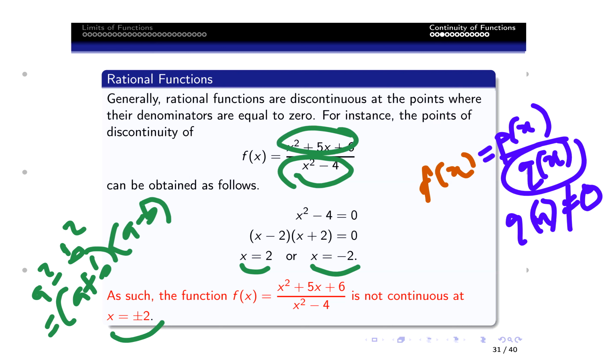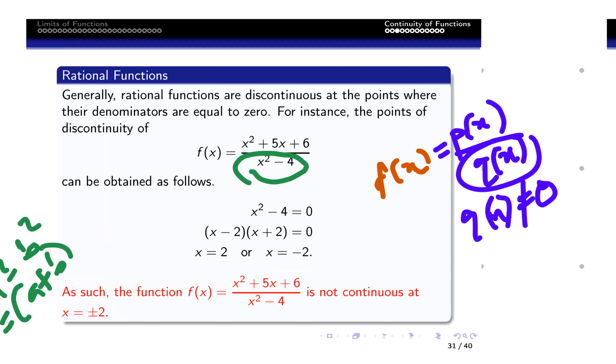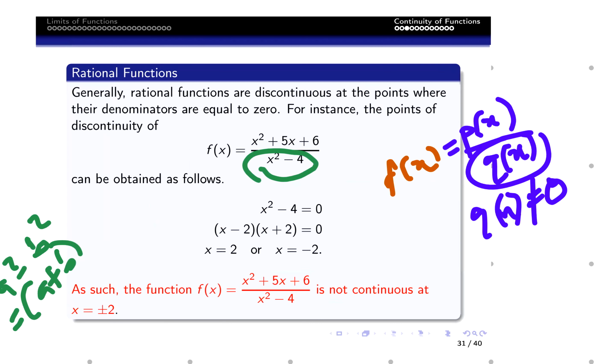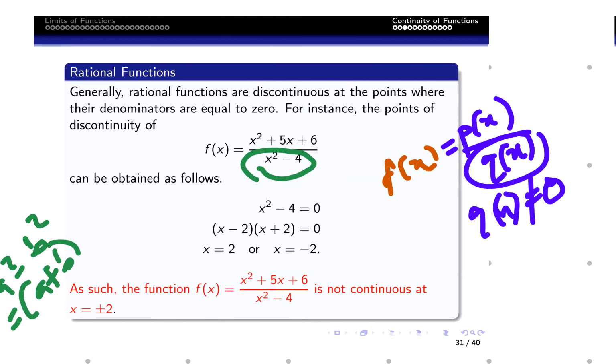So in this case, this function will be 0 at minus 2 and minus 3, but it will be discontinuous, it will be undefined, wherever x squared is 4, which is minus 2 and plus 2. So if you are told to find the values of x for which a rational function will be 0, equate the numerator to 0 and solve for x. If you are told to find the point where the function will be undefined, you equate the denominator, the bottom, to 0 and solve for x.